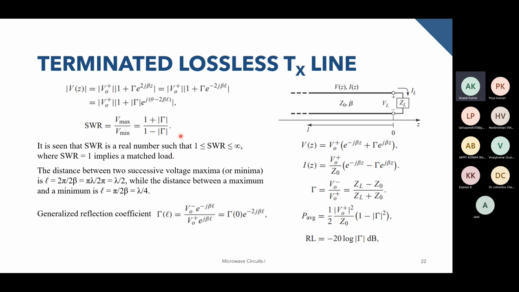And then we also defined the generalized reflection coefficient from the previous expressions, where we took the incident voltage and the reflected voltage, and this particular term turned out to be gamma at position 0 times e to the power minus 2 j beta l. All these expressions we derived in the previous class.